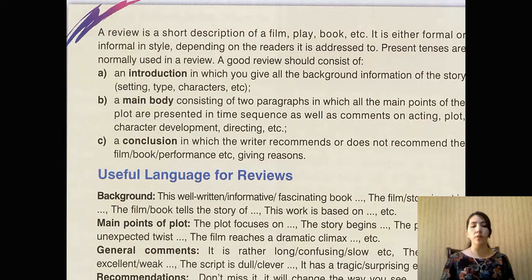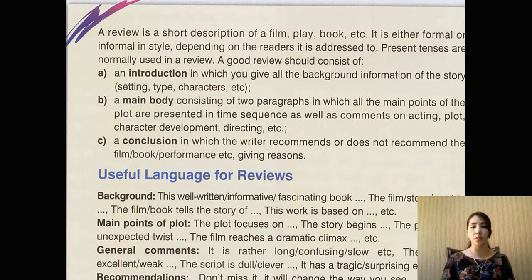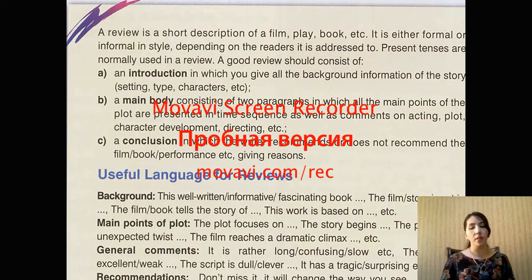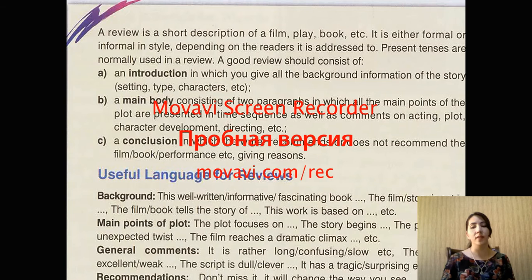For describing main points of plot, you can use the following expressions, such as the plot focuses on, the story begins, the plot has an unexpected twist, the film reaches a dramatic climax, and general comments. It is rather long, confusing, slow, etc. The cast is excellent, weak. The script is dull, clever. It has a tragic, surprising end. And your recommendations. Don't miss it. It will change the way you see.